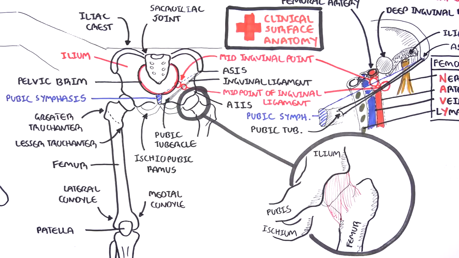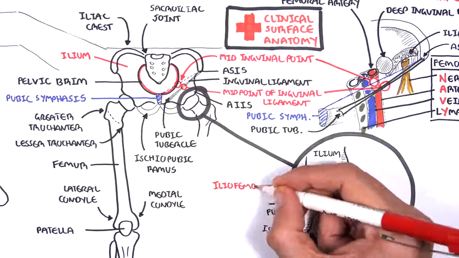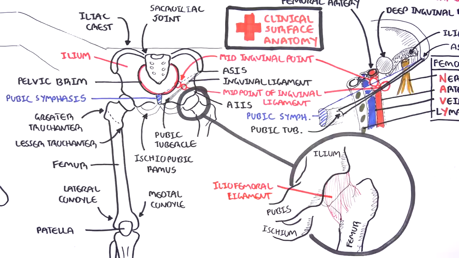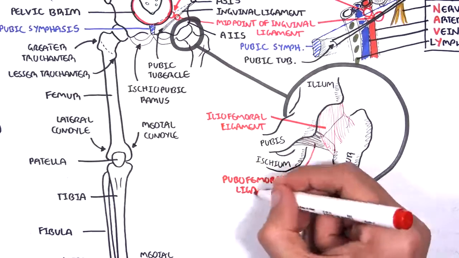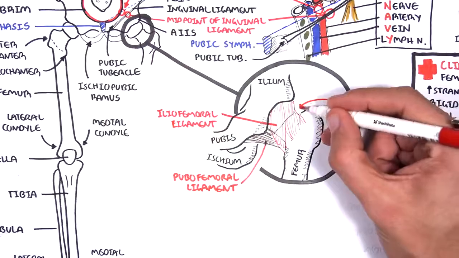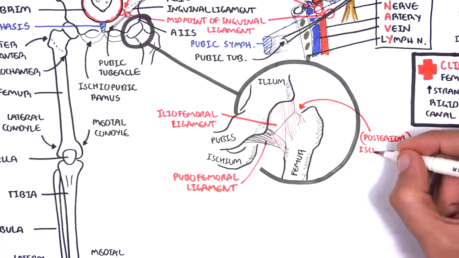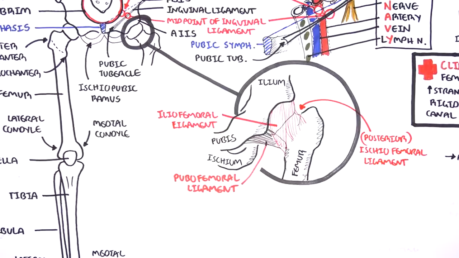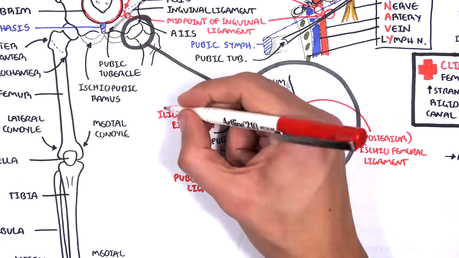So the first ligament is from the femur to the ilium, and this is called the iliofemoral ligament. The next ligament is from the pubis to the femur. This is called the pubofemoral ligament. And the third ligament, which cannot be seen here, is actually at the back and is the ligament from the ischium to the femur, and this is called the ischiofemoral ligament.